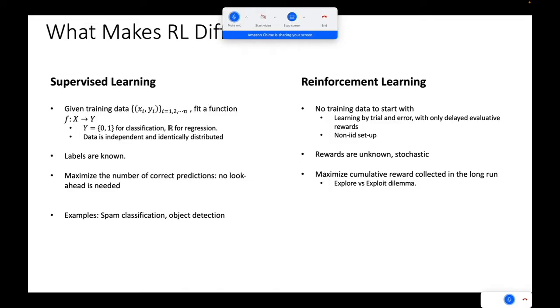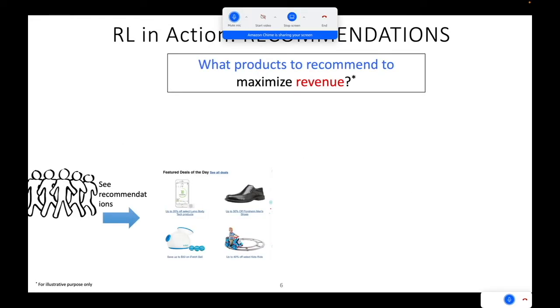Examples where supervised learning is more often used are, for example, classification or object detection, whereas reinforcement learning or its variants are traditionally used in many ranking or recommendation problems. We'll look at an example of what could be a potential use case for reinforcement learning.